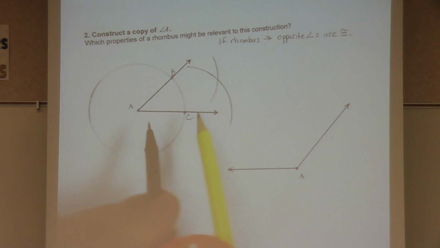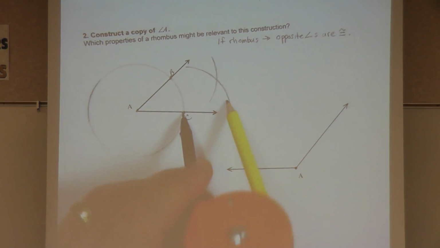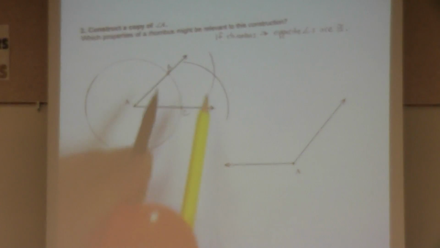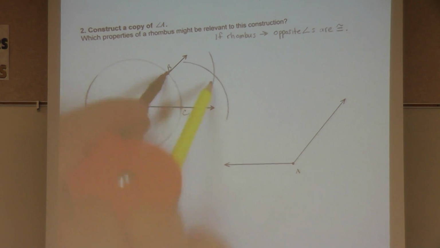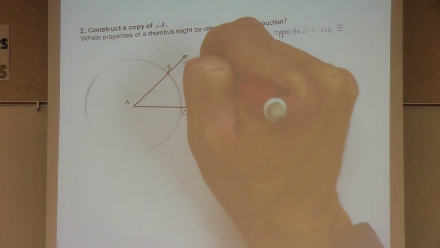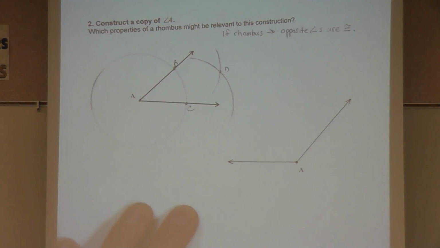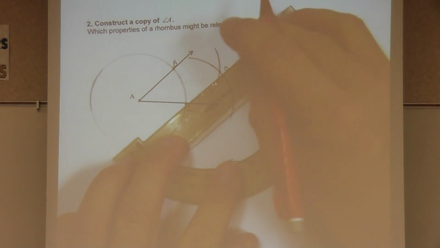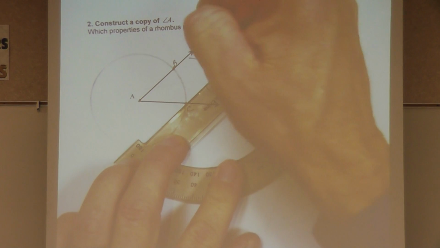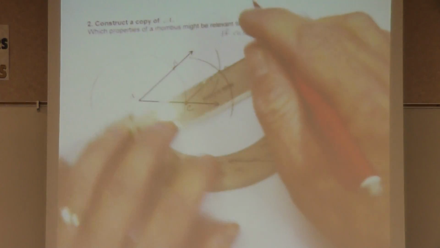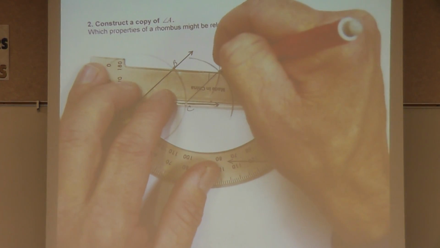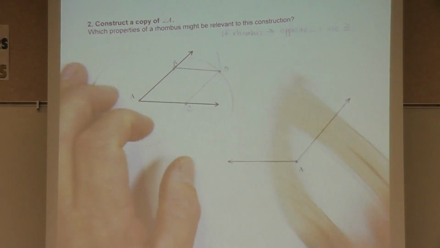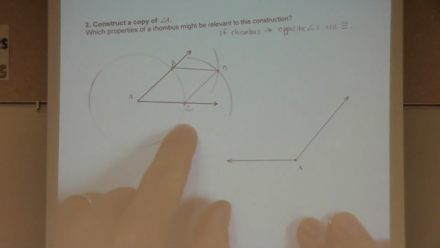And I'm going to find where they intersect. So again, one centered at C, same length as before, so this circle, and then one centered at B, same length as before. Where they intersect, let's call that point D, and I see my rhombus. My rhombus is rhombus ABDC.